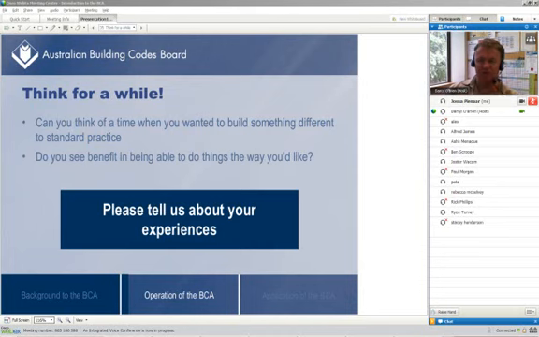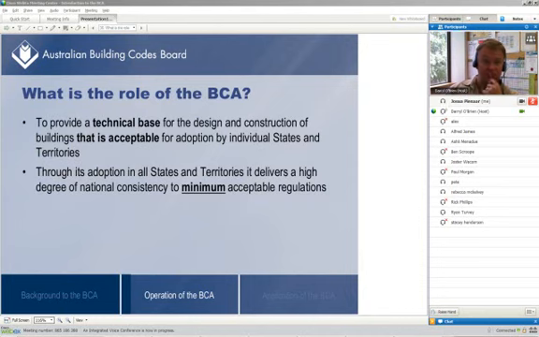If you haven't, either just post something up on the general forum page or type a question here, just think about how the BCA works. So the role of the BCA is to provide a technical base to the design and construction of buildings that is acceptable for adoption by individual states and territories. Through its adoption in all states and territories, it delivers a high degree of national consistency to minimum acceptable regulations. Again, remember, minimum. It is a minimum standard, not the maximum.